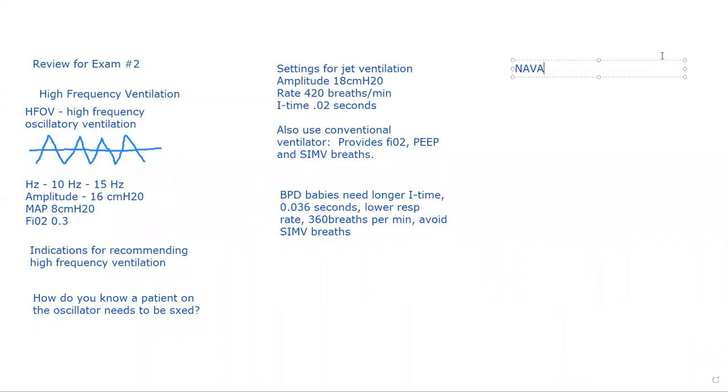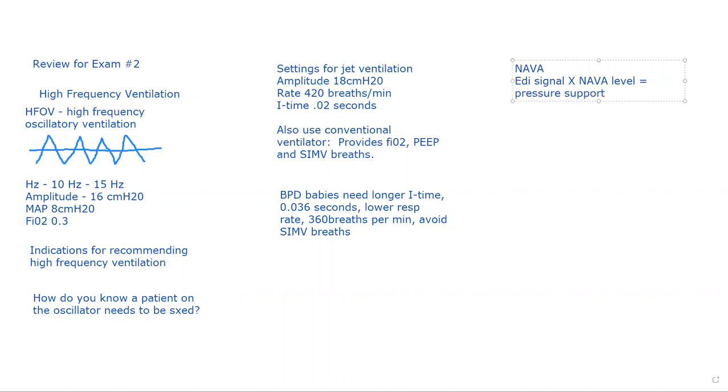So the NAVA adjust allows us to set a level of assist, and it's like a fancy pressure support. So we set this level, the NAVA level, and the NAVA level goes according to the EDI signal. So that's why we have that formula where we're figuring out the total pressure support. It is the EDI signal times the NAVA level, and that'll give us the amount of pressure support.